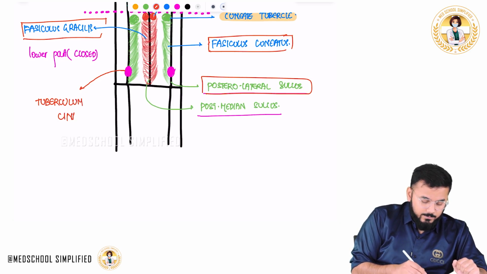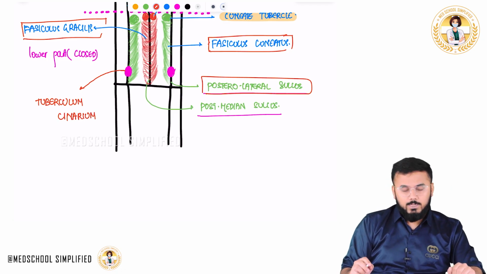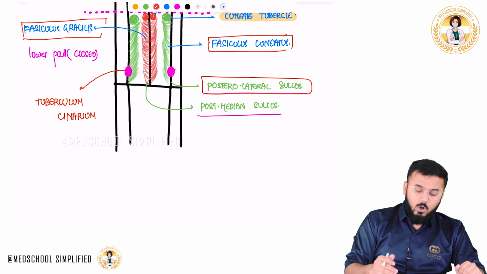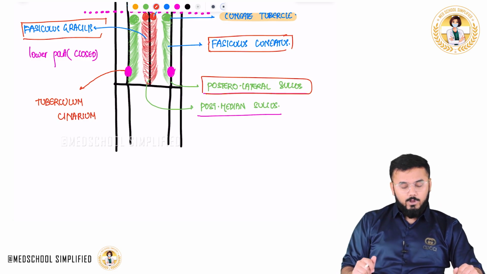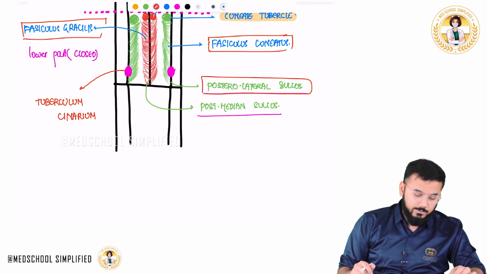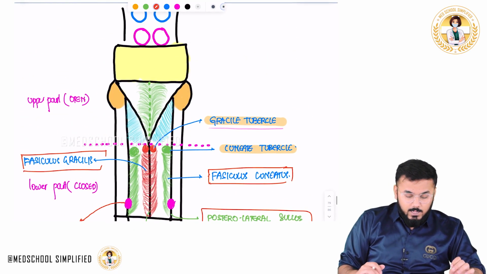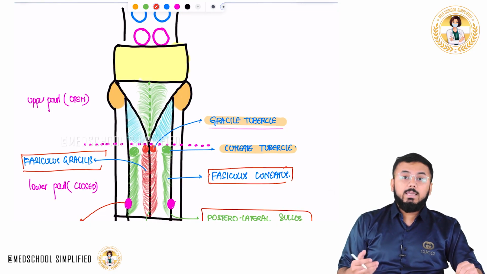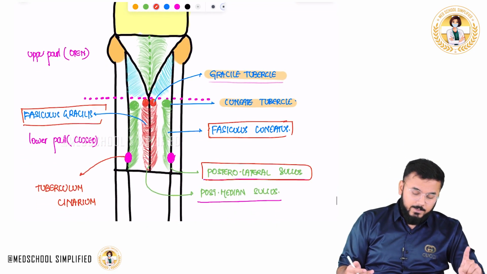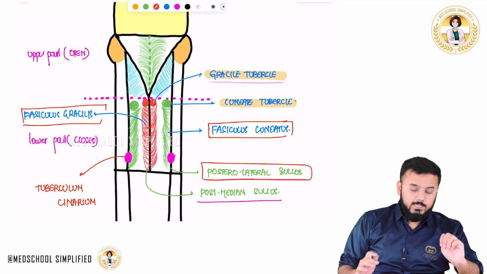Tuberculum cinereum. Okay, so these two structures over here that are located on the posterolateral sulcus in the lower part are called tuberculum cinereum. So these are some of the additional structures, right? Now apart from this, are there any other structures? Yes, there are some very important structures. So what are these important structures?